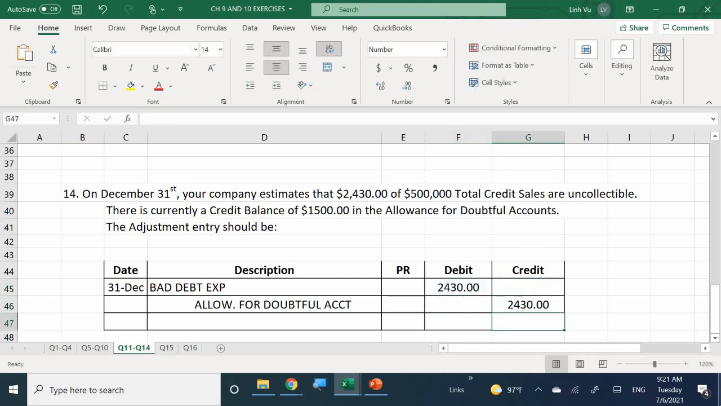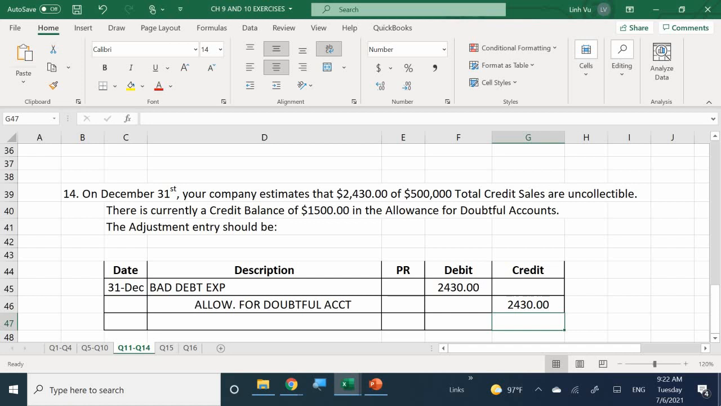Income statement, right? So in this case, total credit sales is going to be on the income statement. Do we care about what our balance is in our allowance for doubtful accounts? No, it doesn't show up on my income statement. So I don't care if there's a balance, or if it's a debit or a credit balance. I only care about my total estimated amount, and in this case it's only 2,430, and that is correct. It's just the estimated amount, okay?